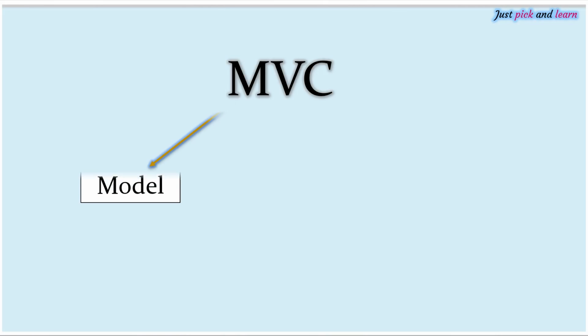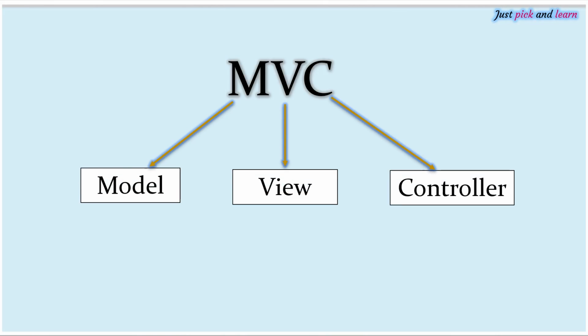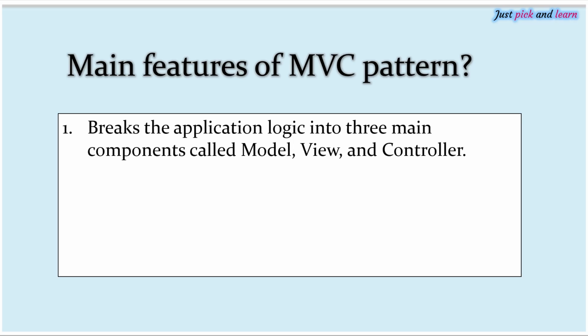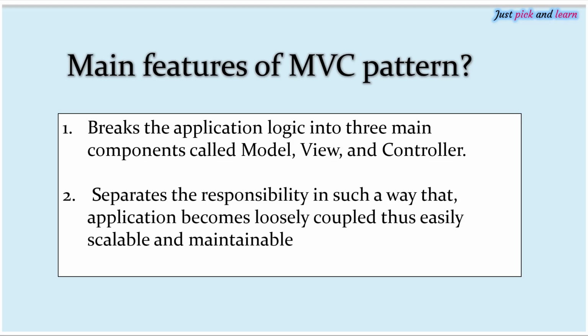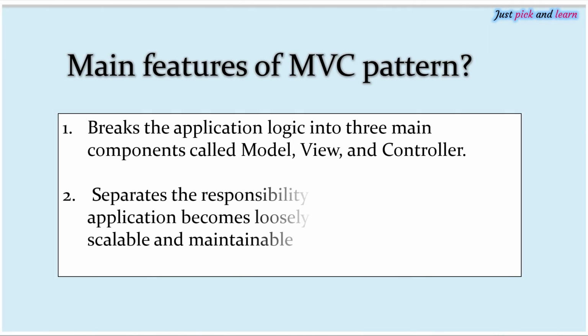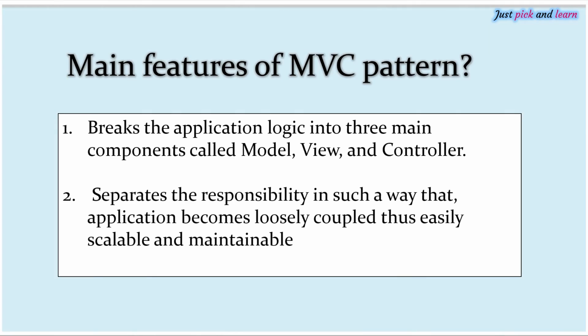MVC stands for Model, View, Controller. Main features of MVC pattern are, this breaks the application logic into three main components called Model, View, and Controller, and separates the responsibility in such a way that application becomes loosely coupled, thus easily scalable and maintainable. Right now, it may just feel like two lines of statement, but as we start building the application, you will understand it better.